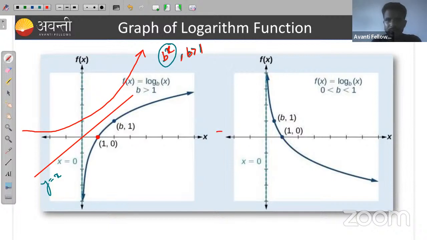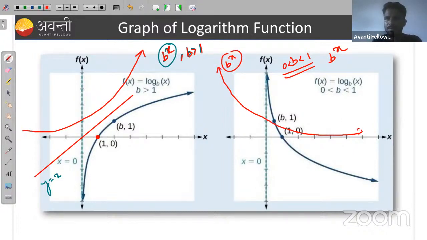And you can again see the exponential function where b is between 0 and 1. What did the graph of b to the power x look like? It was something like this, right? Yes or no? Okay. This is b to the power x. So you can see again the reflection about the y is equal to x line, because this part is reflected to this part and this part is reflected to this part. Okay. So this is all about the graph of the log function.